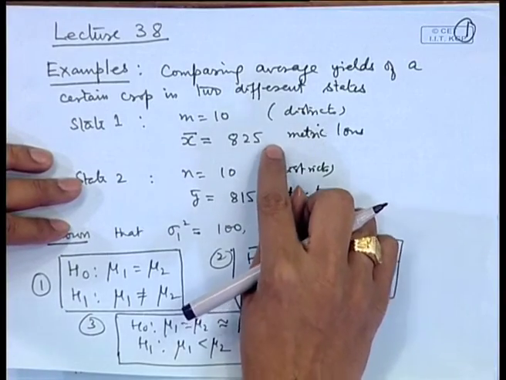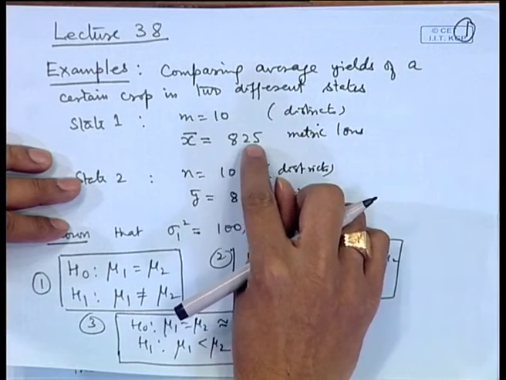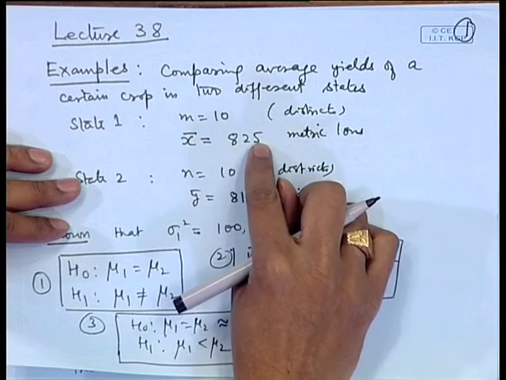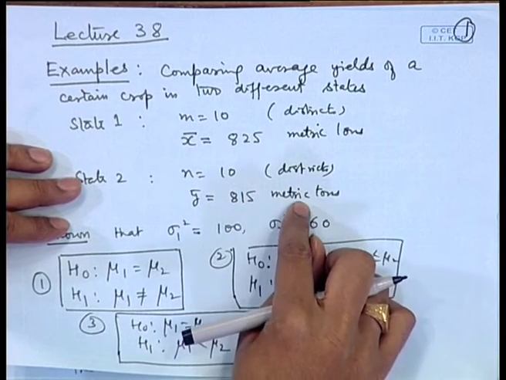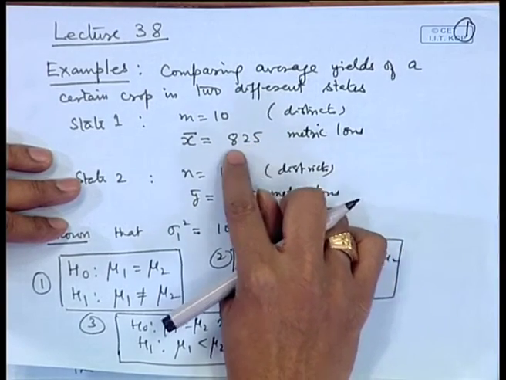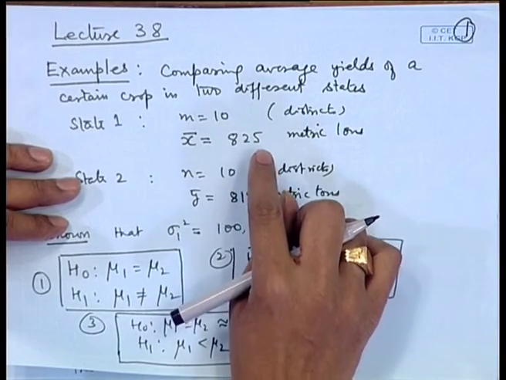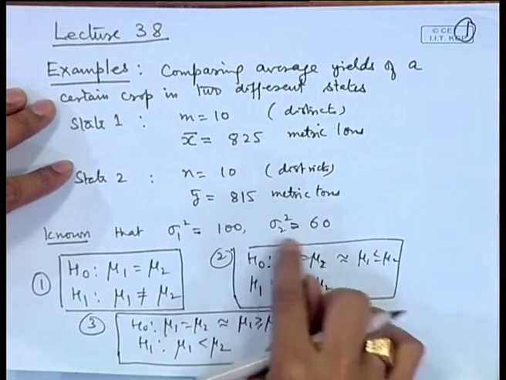What was our initial problem? Our initial problem is to compare the average yields in the two states, and we observe from the random sample of 10 districts each that in the first state it is 825 metric tons, in the second state it is 815 metric tons. So, from the observed values it is clear that the first is having higher average yield, but statistically is it significant? So, for that we needed some other characteristics.